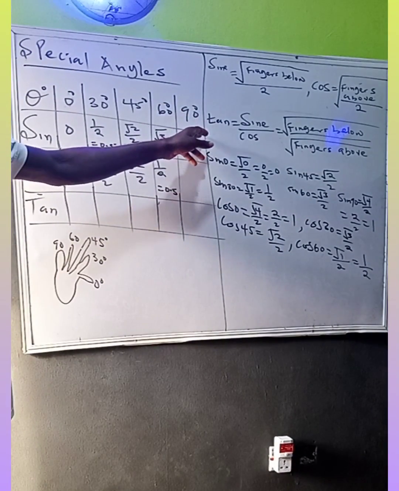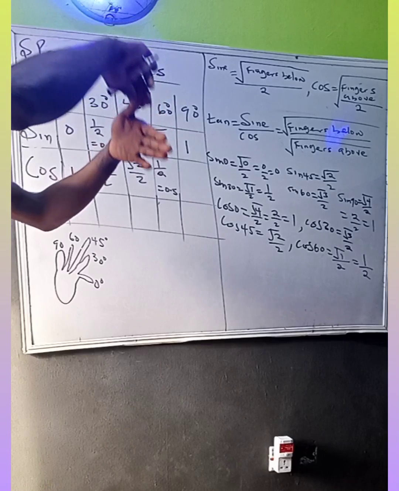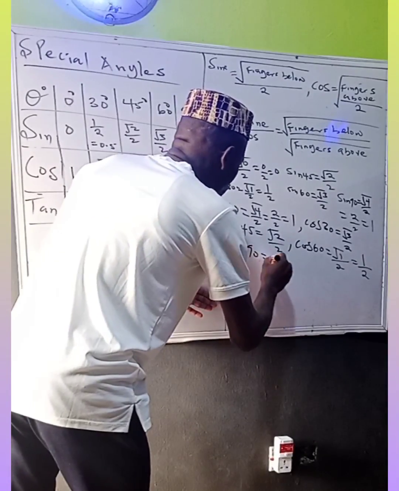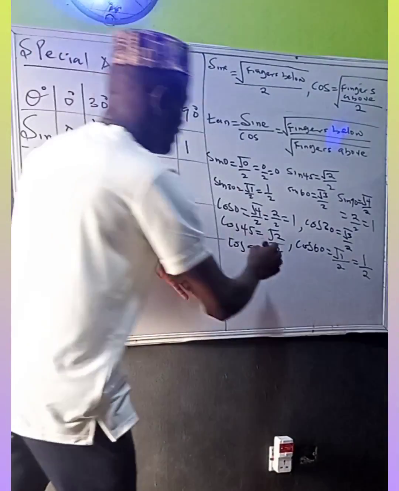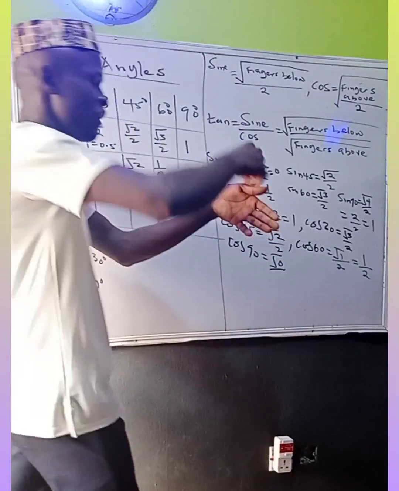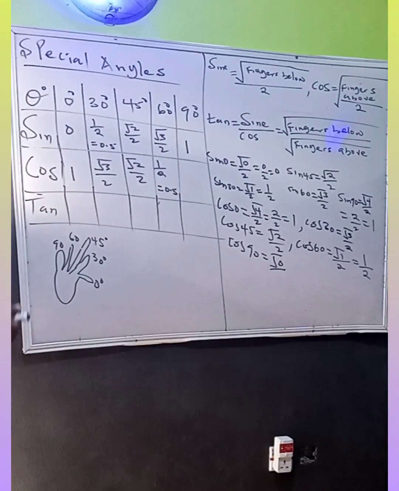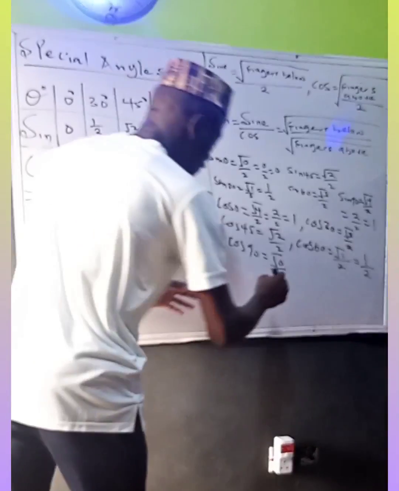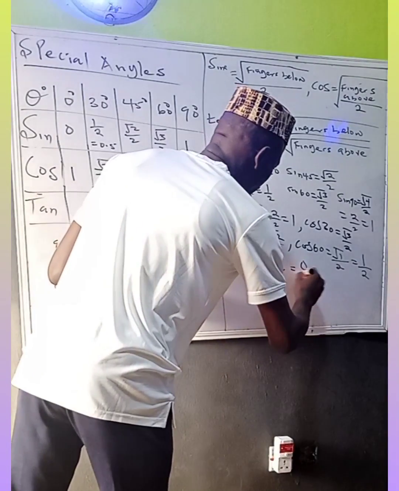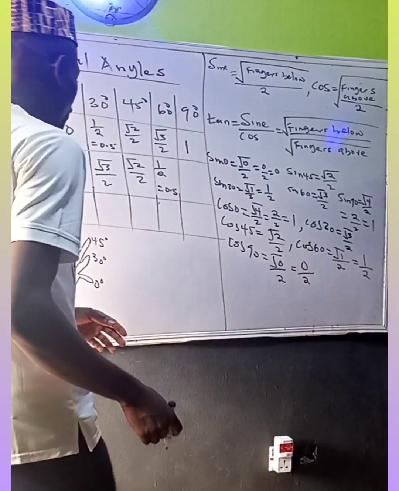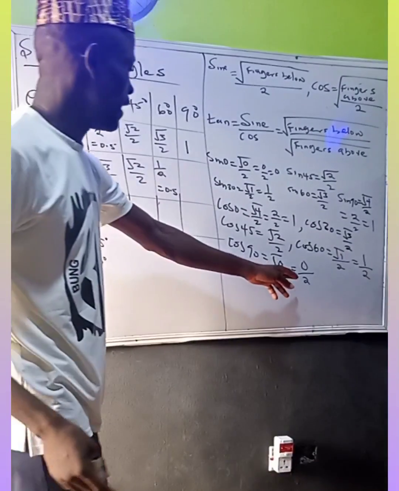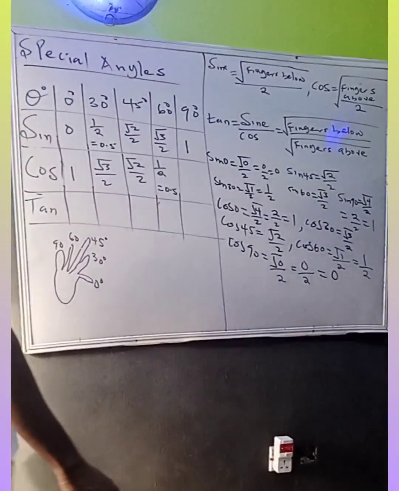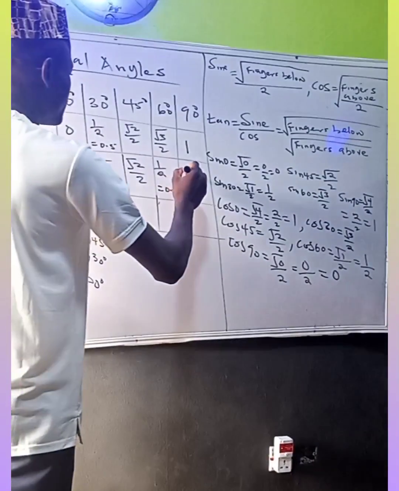Then cos 90. This is 90 now. Cos 90 becomes square root of, how many fingers do we have above 90? There's no finger we have above it, no finger after that angle 90. So we are going to have 0 divided by 2, and 0 divided by any number is 0. So what we are going to have here is 0.